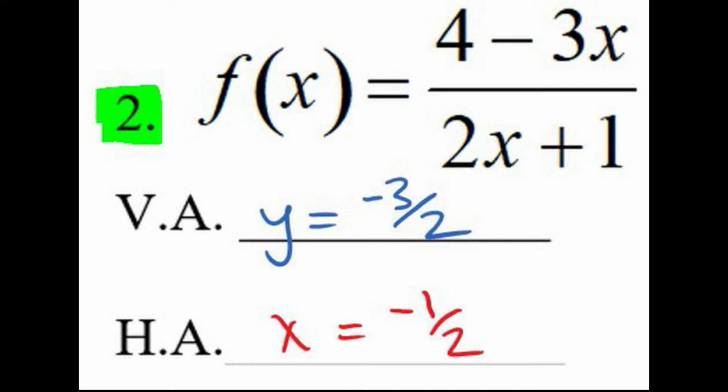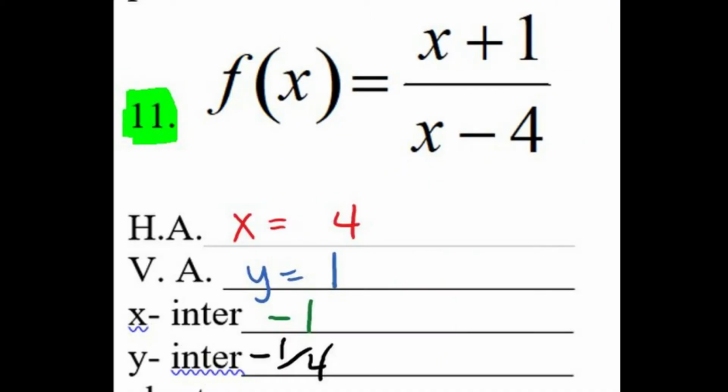In front of the x on bottom, we have a positive 2. So negative 3 over 2 is what we get. So just negative 3/2. And that's what we put for our y. So once again, I flip-flop these. The horizontal asymptote, the x equals negative 1/2 should be on the top line, and y equals negative 3/2 should be on the bottom line. So just switch those.